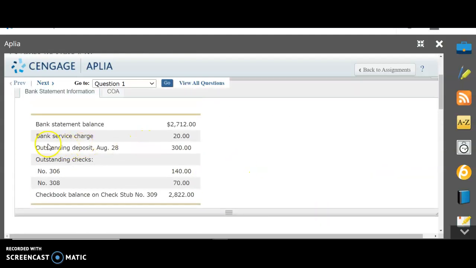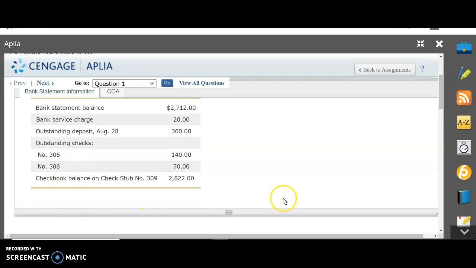The next piece of information that they give us is the bank service charge of $20, and then we have some outstanding deposits and some outstanding checks. We also have a checkbook balance on check stub number 309 that is $28.22 down here at the bottom. So this is an important thing because that's going to be on the left side of our reconciliation. So checkbook balance on check stub 309 is $28.22.